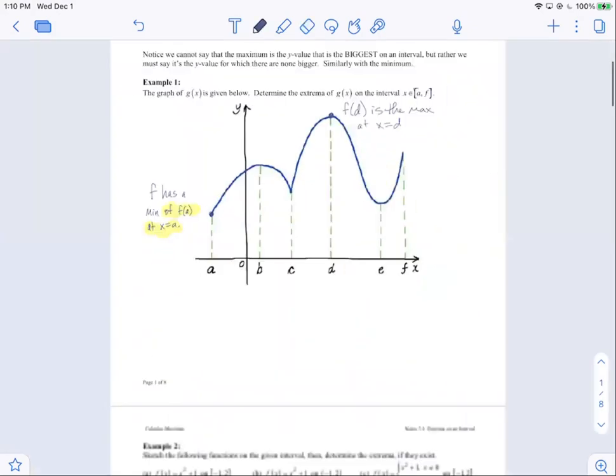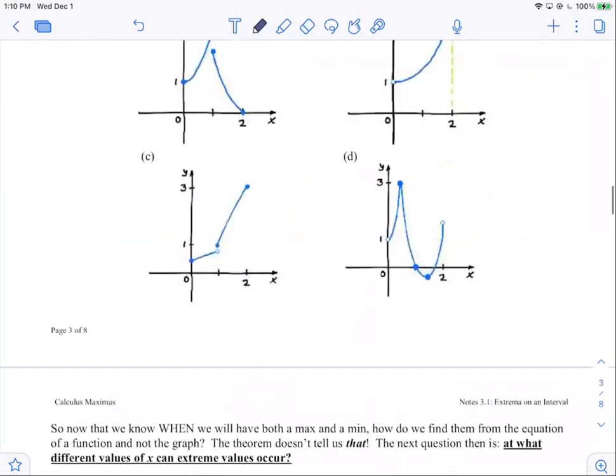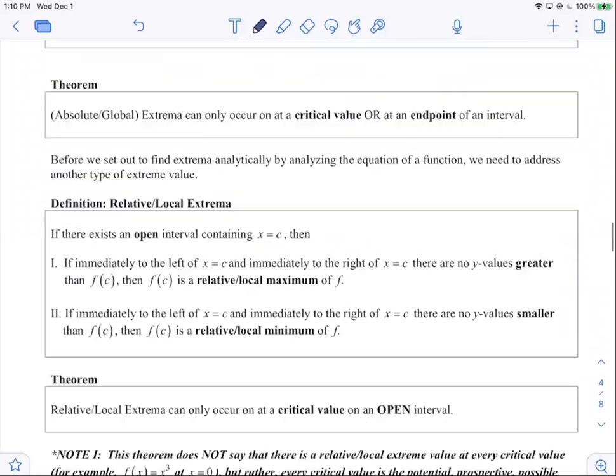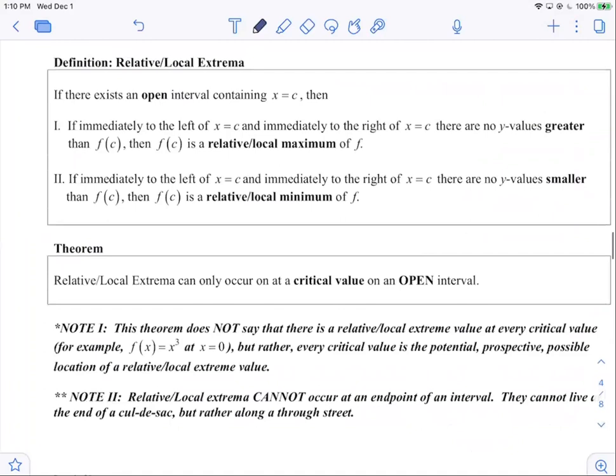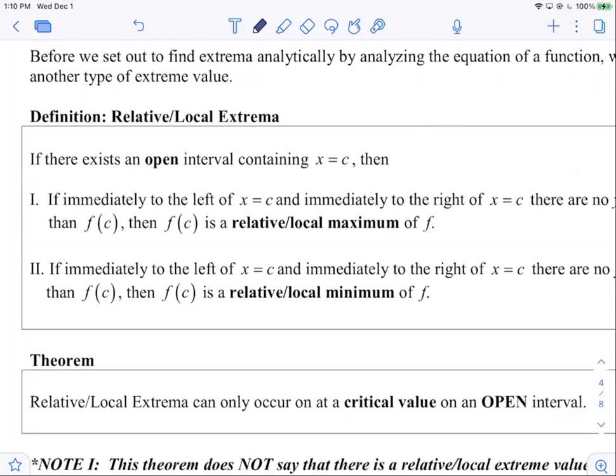Now, I'm going to jump down and then come back up. I'm going to jump down to local extrema. Okay, so this is on page 4. Relative extrema or local extrema. Notice how that is not in parentheses. See that? That means it's required to say which type. If you want to talk about a local maximum, you better say local max or relative max. If you're talking about a local minimum, you better say local minimum or relative minimum. Otherwise, people are going to assume you're talking about the global absolute type.